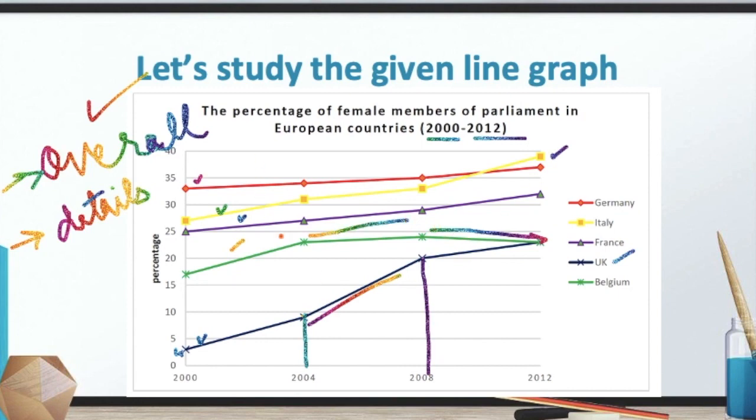So this is how you're going to take a look at the line diagram. So overall, it is a gradual increase in the participation of women in all these European countries over this 12-year period. For some countries, the rate of increase was high, for some it was low, for some it even fell. And this is also something that we can note, which is Belgium and UK stabilizing at 23 or 24.